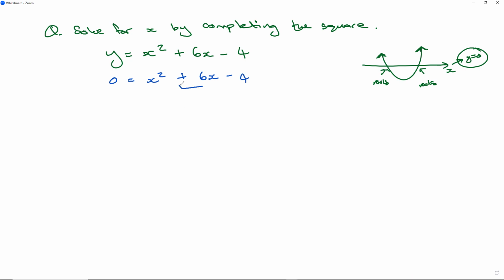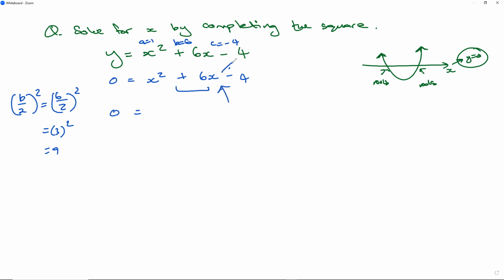Now, let's take the plus 6 and divide it by 2, which is the first step. Take the b value, divide it by 2, and then square it. Remember, a is equal to 1, b is equal to 6, and c is equal to negative 4. So b divided by 2 squared is going to be 6 divided by 2 squared, which is equal to 3 squared, which is going to be 9. All right, 6 divided by 2 is 3. 3 squared is going to be 9. Now what you have to do is take that value, the value 9, and add it first, then subtract it in between those two terms over there.